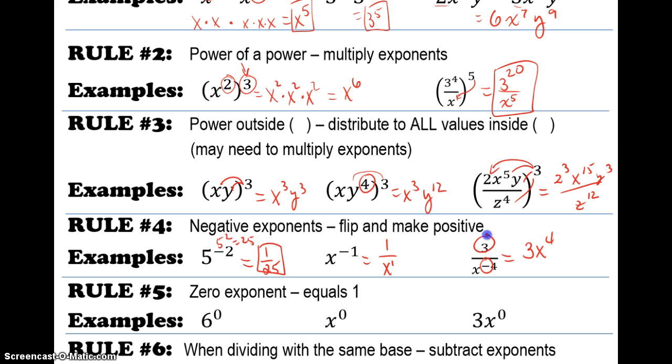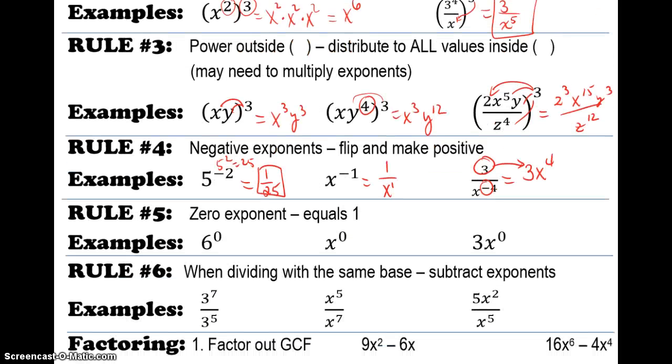Now I want you to notice 3 just stayed 3. Nothing happened to it. It didn't have a negative exponent. There was no reason to move it anywhere.